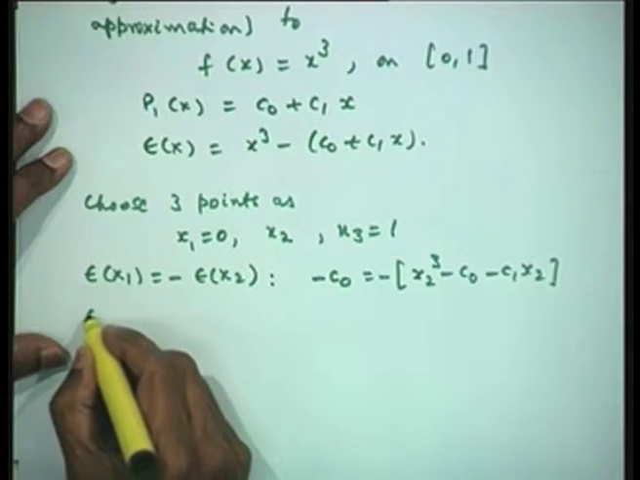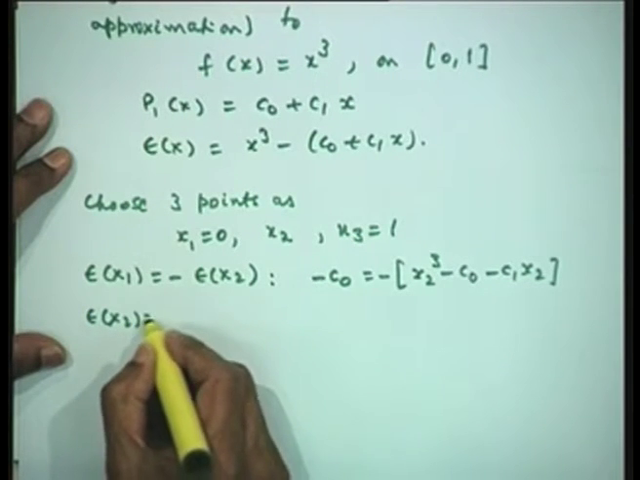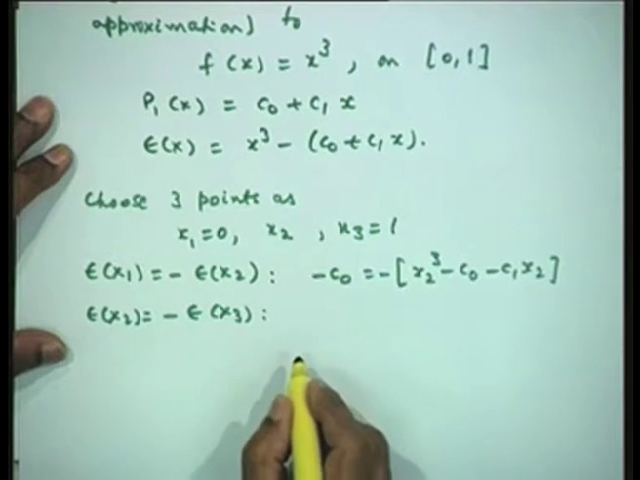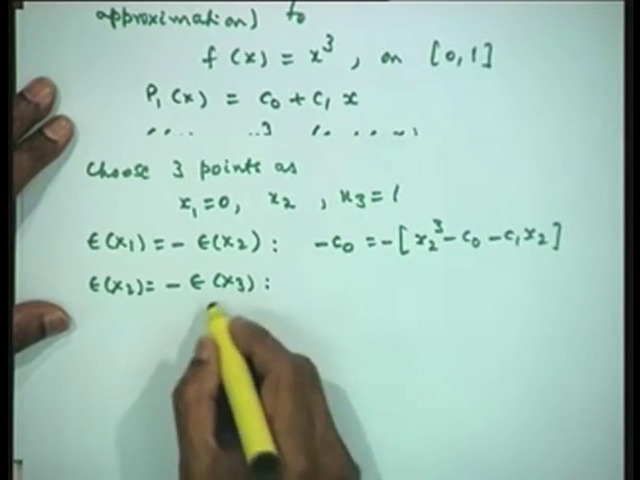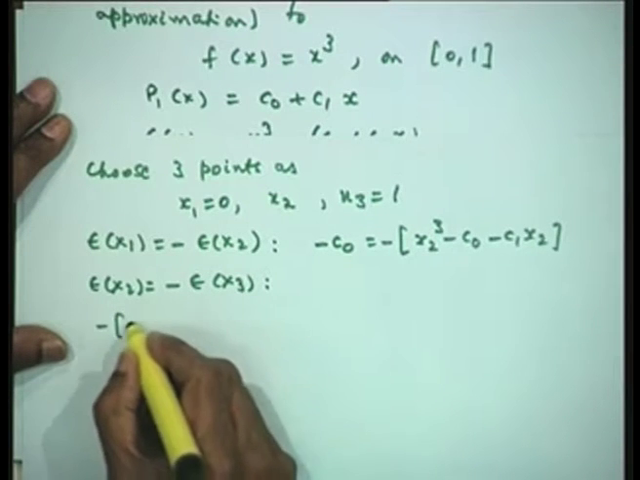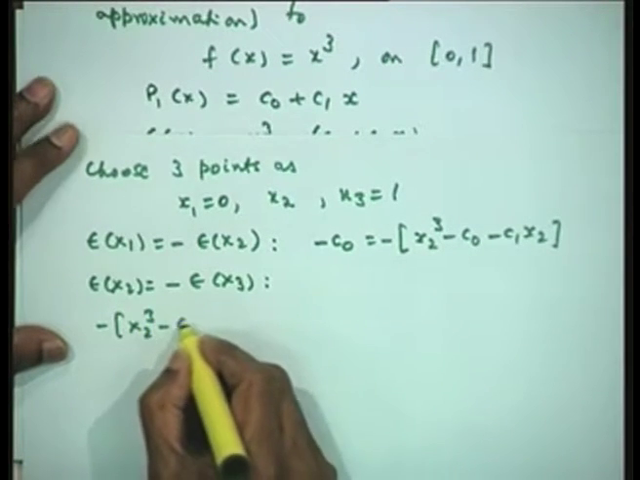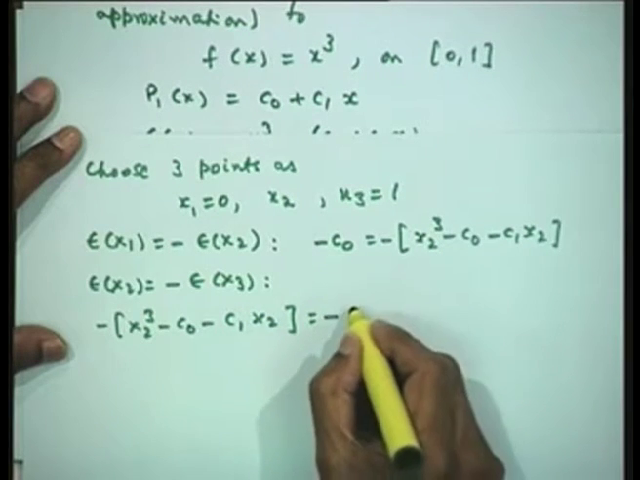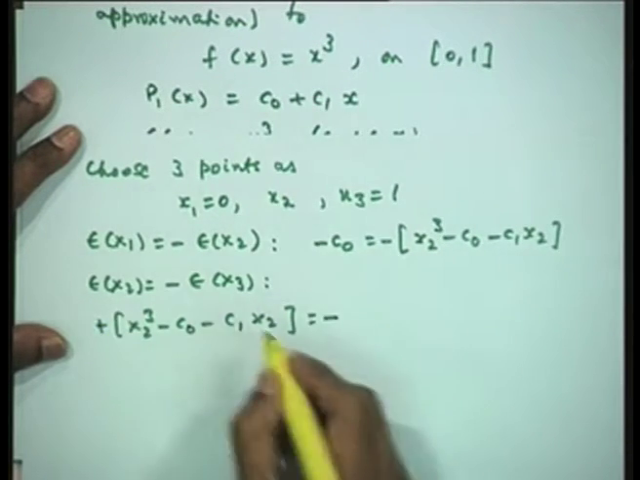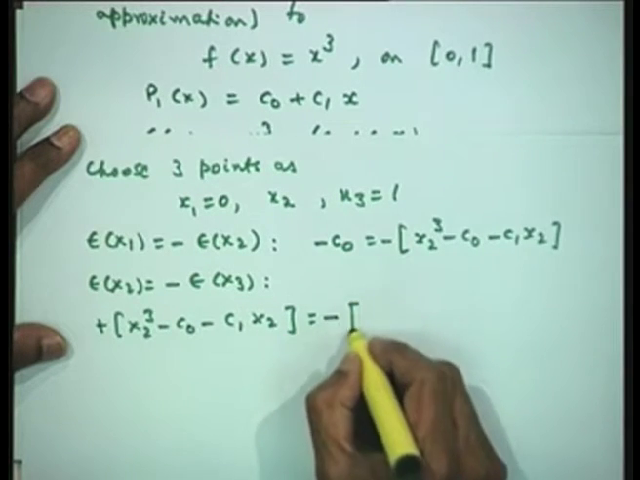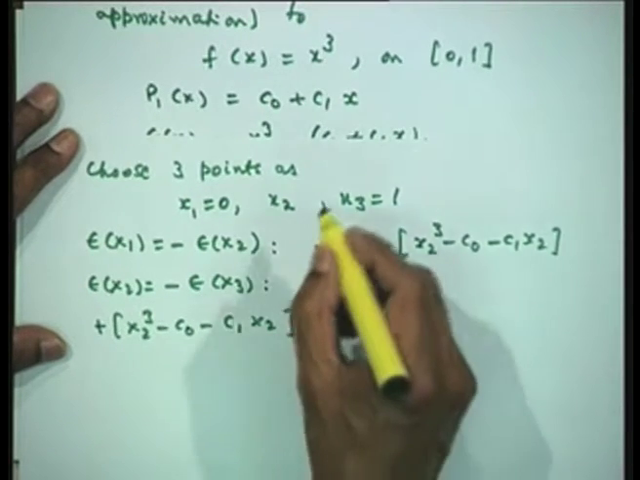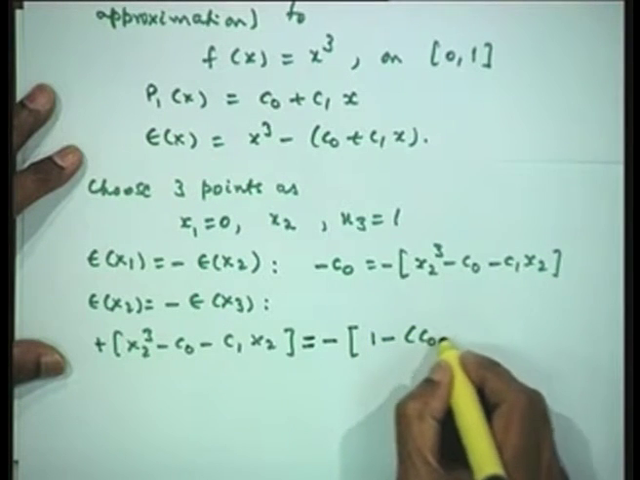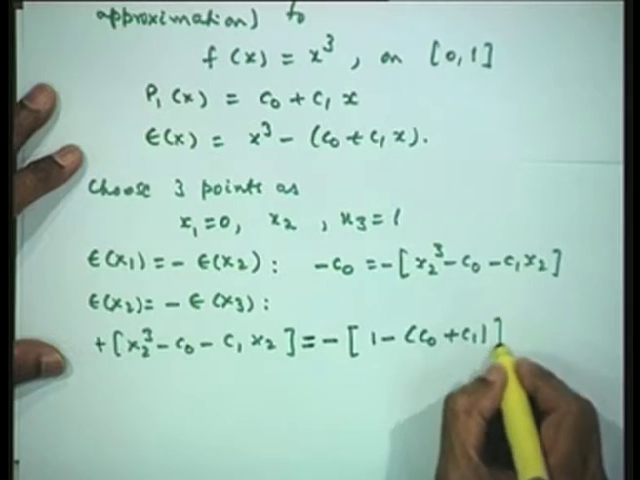The second equation reads epsilon x 2 is minus epsilon x 3. So, let us substitute x 2 cubed minus c naught minus c 1 x 2, and the right hand side this is plus, we will take this, and minus epsilon x 3. Now, x 3 is equal to 1. So, I will substitute x is equal to 1 in this, that is 1 minus c naught minus c 1.